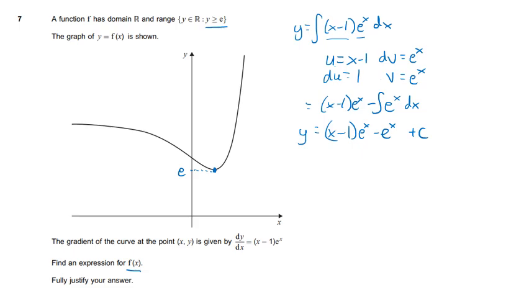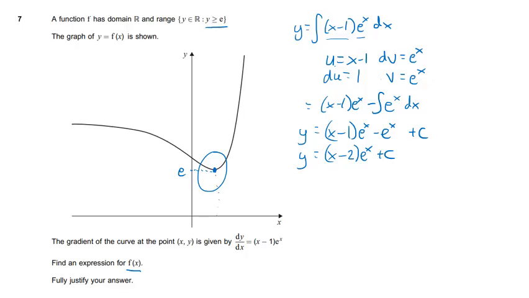We can tidy that up a little bit. So we've got x minus 1 e to the x's, and then take away another one of those. So we've got x minus 2 e to the x's. Okay, but we need to find c, so how can we do that? Well, let's use this point. I know the y value of that point. What's the x value of it?